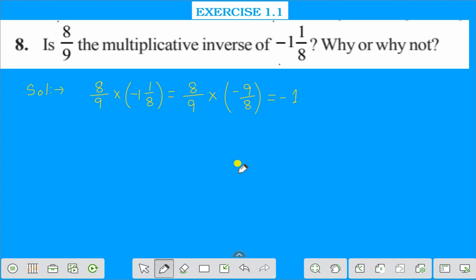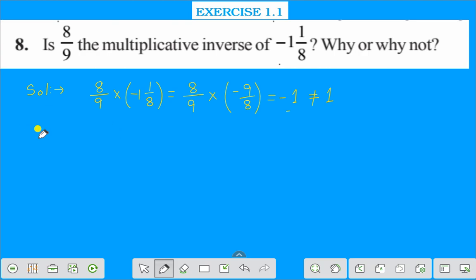We get the value minus 1, which is not equal to 1. Right? If we multiply both the numbers and get the value 1, then it is a multiplicative inverse. Since the value is not 1, it is minus 1, it is not the multiplicative inverse.